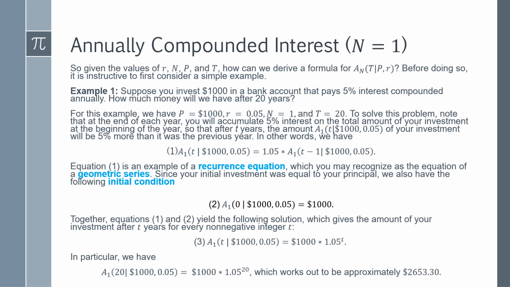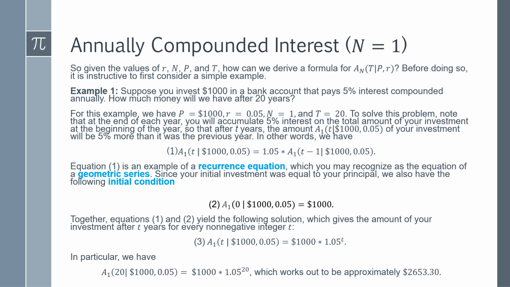So given the values of R, N, P, and T, how can we derive a formula for A sub n of T? Before doing so, it is instructive to first consider a simple example. So suppose you invest $1,000 in a bank account that pays 5% interest compounded annually. How much money will you have after 20 years? For this example, we have P equals $1,000, R equals 0.05, N equals 1, and T equals 20.